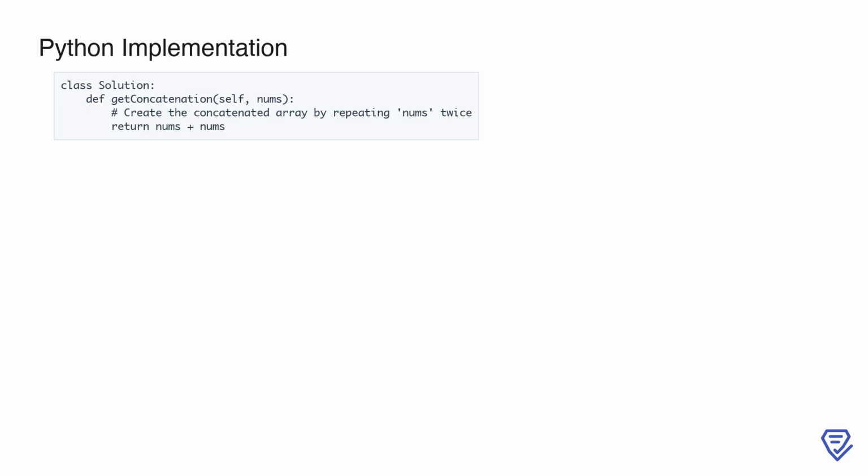Its time complexity is O(n), where n is the length of the input list nums, because it processes each element of the list exactly once during the concatenation. The space complexity is also O(n), due to the creation of the new concatenated list. For example, if the input list is nums equals 1, 2, 1, the method returns 1, 2, 1, 1, 2, 1. The first half of the output corresponds to the original list, and the second half is an identical copy of it. This concise and elegant solution ensures correctness while maintaining simplicity, making it a perfect fit for the problem's requirements.